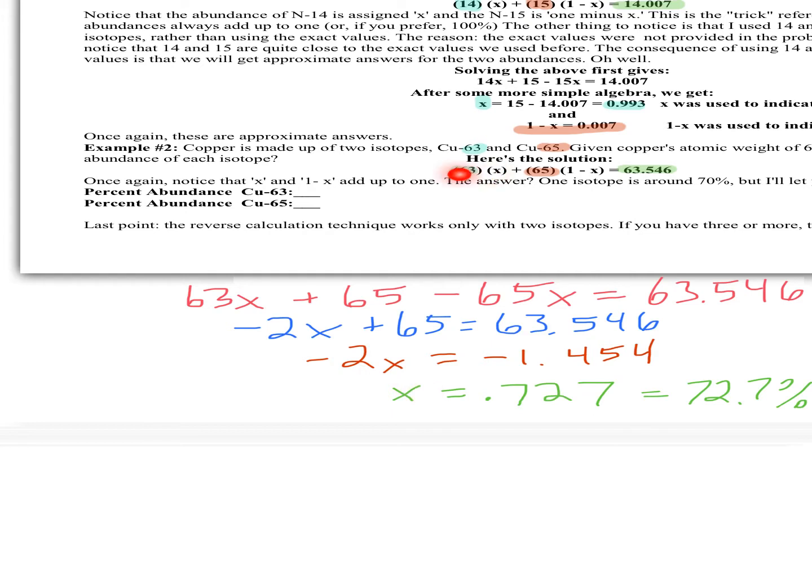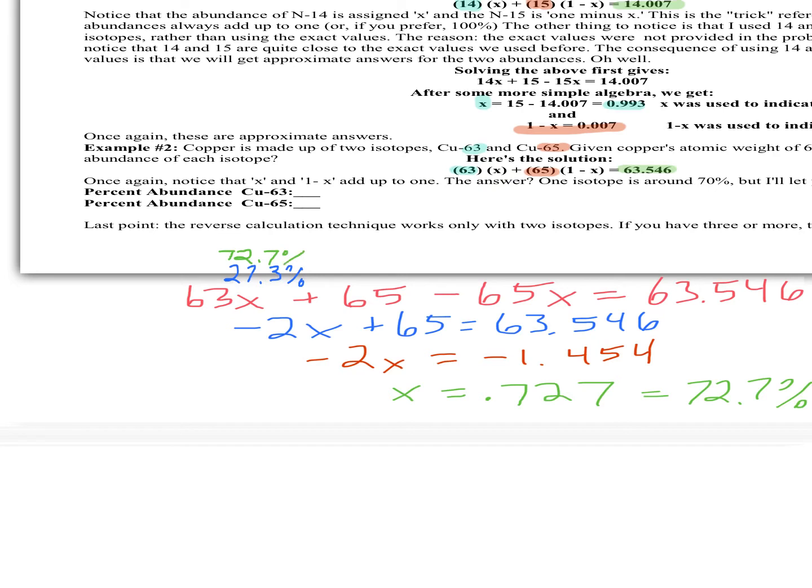We said that the x is times 63. So that means my percent for 63 is 72.7. So my percent for 65 must be the other part of the 100%. If this is 72.7, then the other must be 27.3. My 2% must add up to 100.